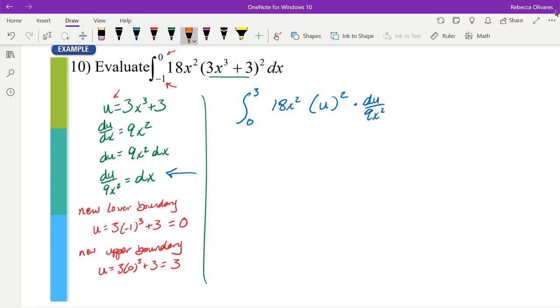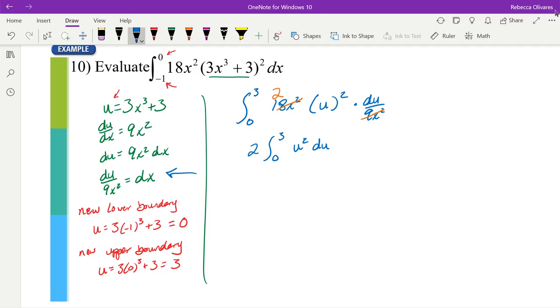So a couple of things. The 9 and the x squared, that's going to reduce to 2. And then the 2 is a constant, so I can take that outside the integral. So I have 2 times the integral from 0 to 3 of u squared du.